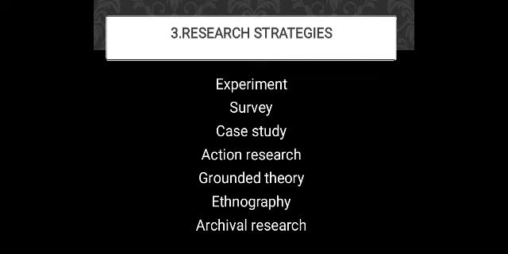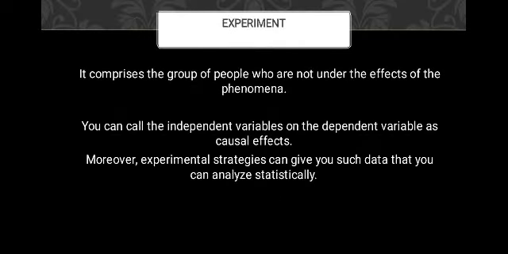Now, moving on to the third layer of the research onion, which is research strategies. It consists of experiment, survey, case study, action research, grounded theory, ethnography, and archival research. Experiment. We can find the experimental designs very scientific and complex in their structure. It may make it tough for others to replicate their research. Experimental designs test the causal effects of the phenomena on a group of people. It comprises the group of people who are not under the effects of the phenomena.